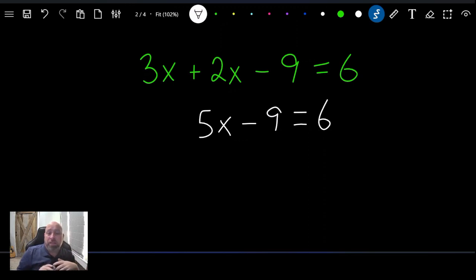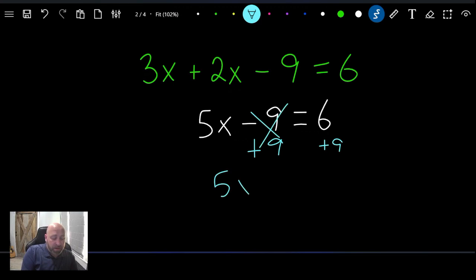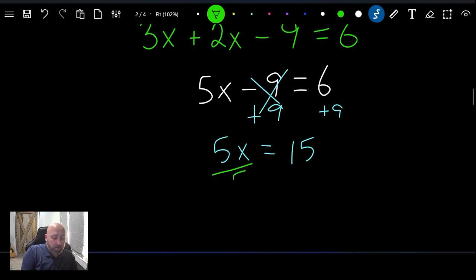Now my goal is to get the letters on one side, the numbers on the other. So I want to isolate the variable. How do I do that? Our steps tell us to do the addition and subtraction first. So I'm going to add 9 to both sides. That will cancel that. I'll get 5x equals, and then I have to do this math right here, and I would get 15. Then I would do the division and multiplication steps. So right here, I'm going to divide both sides by 5, and I'm going to get x equals 3.